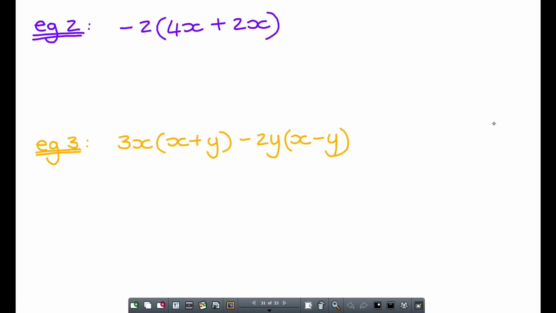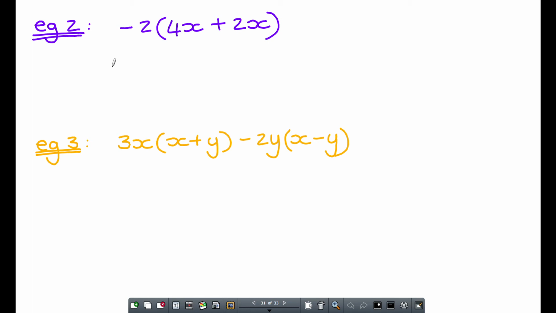Over here, we said we would first need to, according to BODMAS, sort out the brackets first. Now in the previous example, we couldn't simplify inside the brackets. But in this case, are we able to? Yes, because the 4x and the 2x are like terms. So I could go and add them.